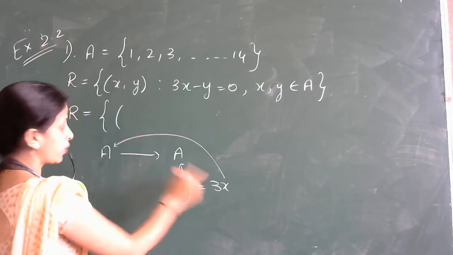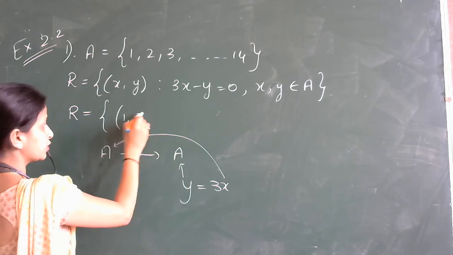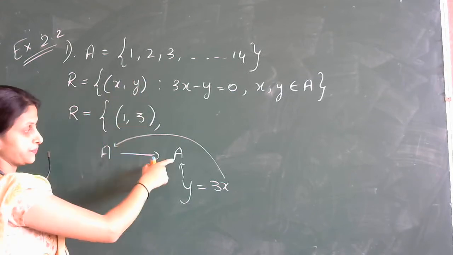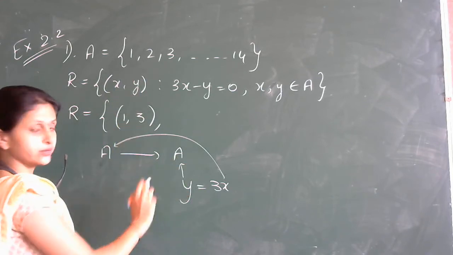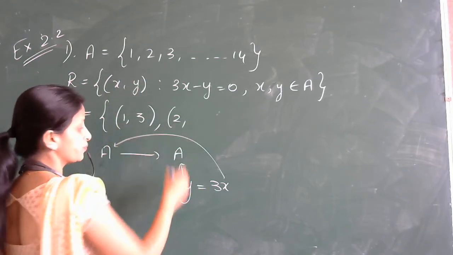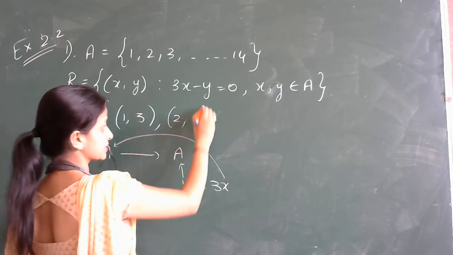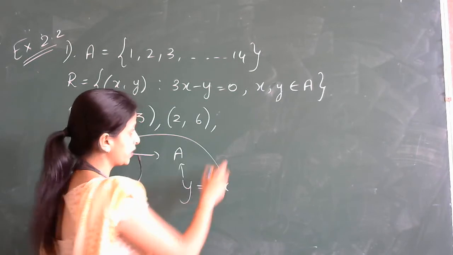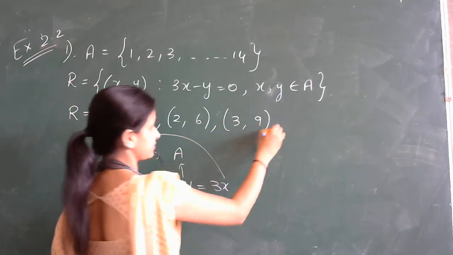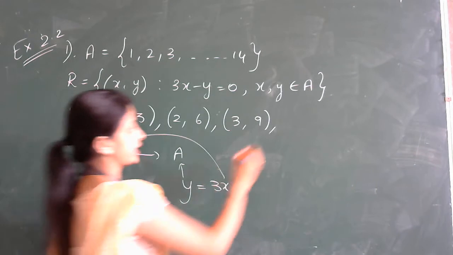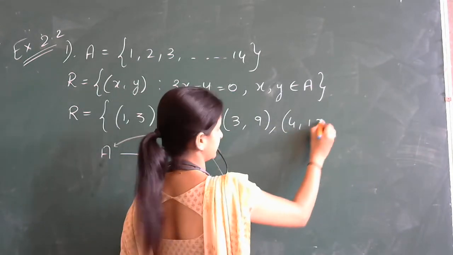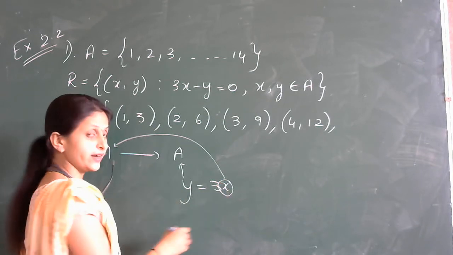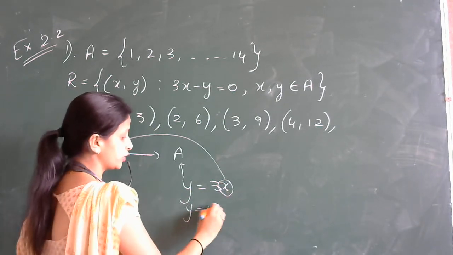If I take 1, y will be equal to 3. Yes, it will satisfy because 3 is in my set A. If I take 2, y will be equal to 6, so it will satisfy. If I take 3, then y will be equal to 9. If I take 4, then y will be equal to 12. If I take 5, observe here, y will be equal to 15.